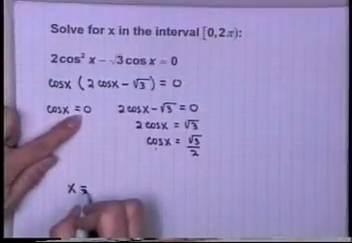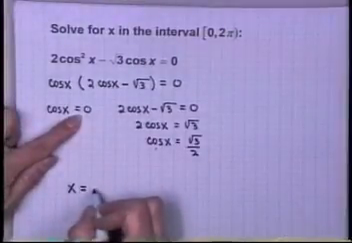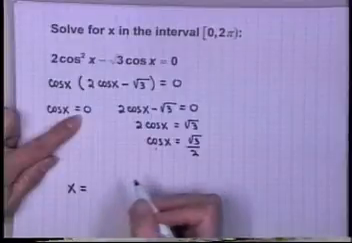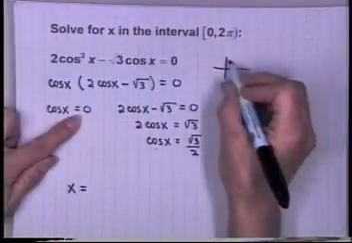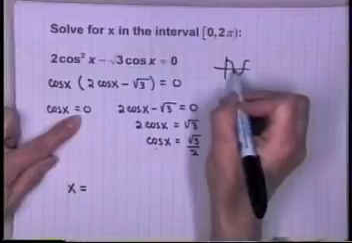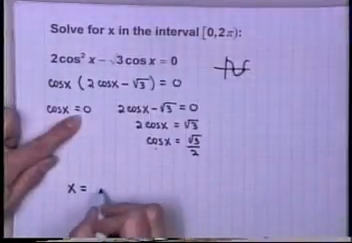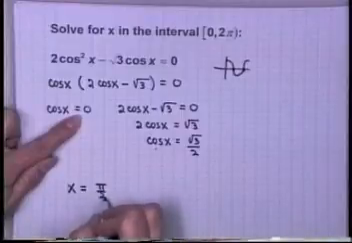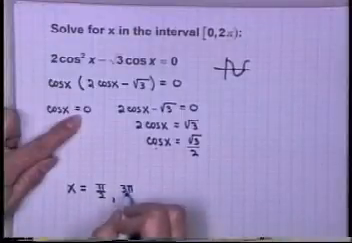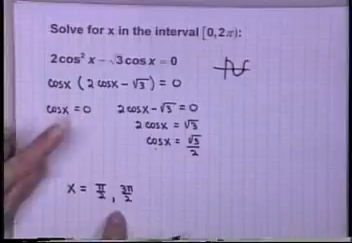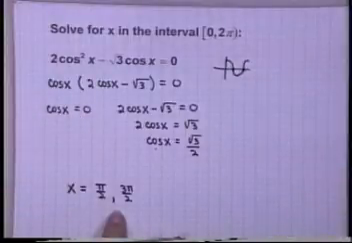The cosine is 0 when? You might think about your cosine graph. That's a good thing to remember. Your cosine graph looks like this. The cosine is 0 where? At pi over 2 and 3 pi over 2. So let's write those down. Pi over 2 and 3 pi over 2 are two solutions that we're getting from this answer.